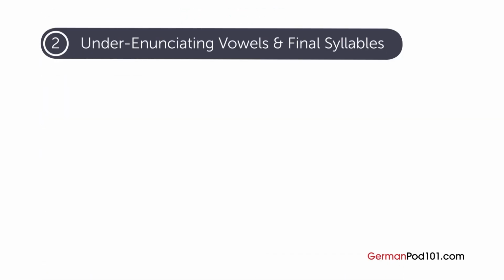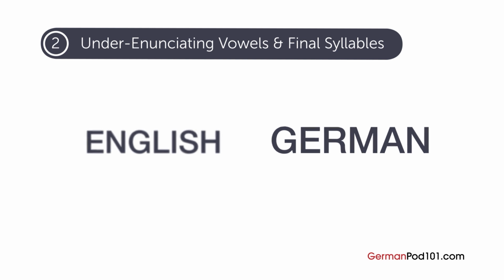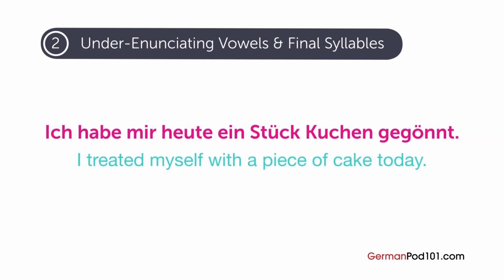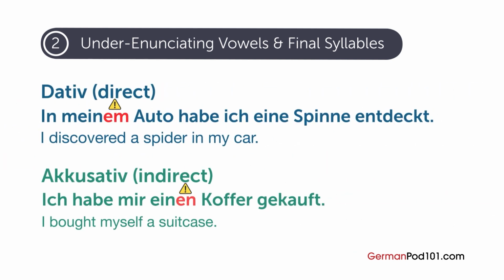Number 2. Under-enunciating vowels and final syllables. While both English and German have vowel reductions of some sort, English is much more lax than German. This means that many English speakers tend to under-enunciate vowels. The same applies to final syllables as well. Take, for example, Ich habe mir heute ein Stück Kuchen gegönnt. Learners of German would often be unclear in these problem areas. The problem gets worse when an indirect or direct object is involved, as this makes it even more difficult for a listener to understand what it is exactly you're trying to say.